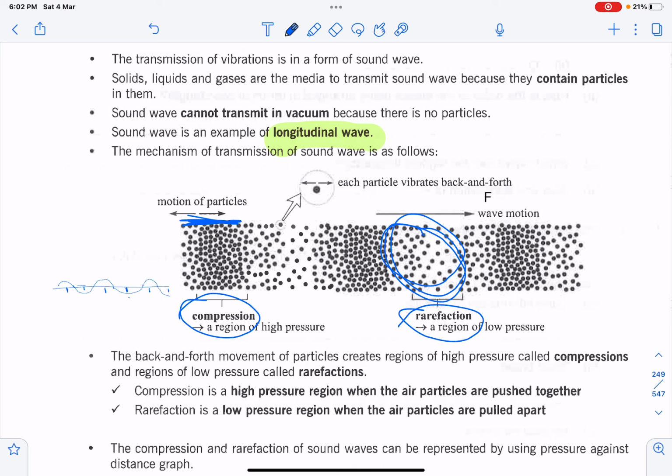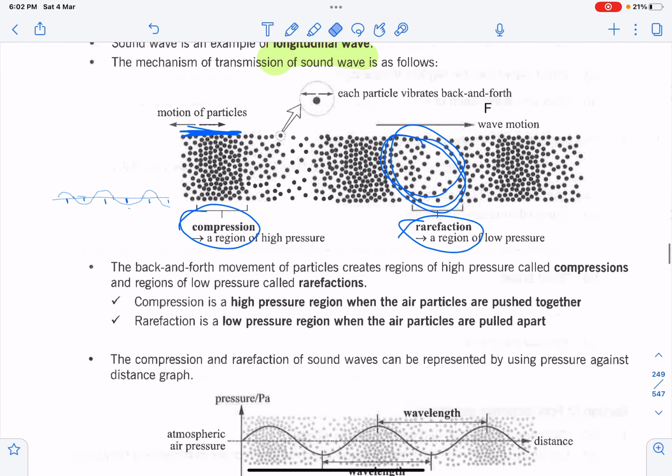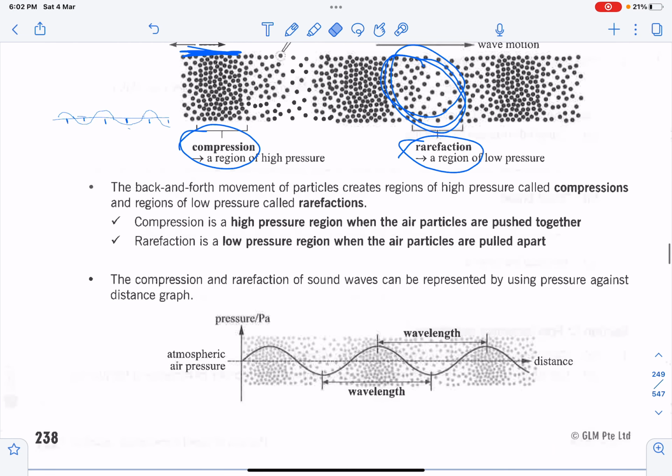What happens is the particles will usually move in this fashion. They move left and right, back and forth, and each of them will hit one another. That is generally how the whole behavior looks. These back and forth movements of the particles create regions of high pressure, which is the compression, and regions of low pressure, which is the rarefaction. Compression is the high pressure region when all the air particles are pushed together, and the opposite happens for rarefaction.